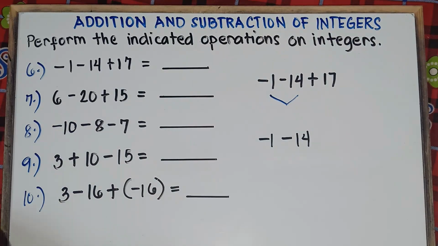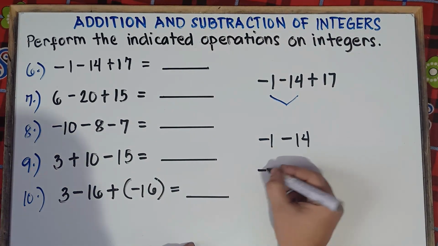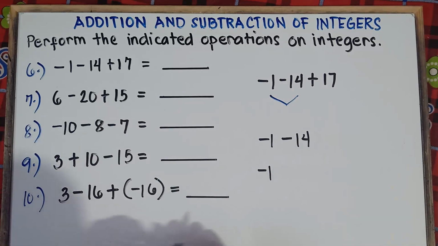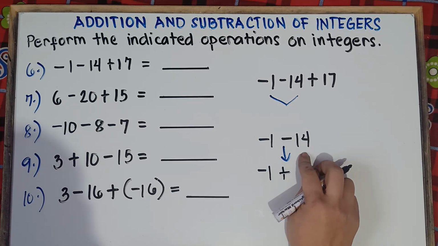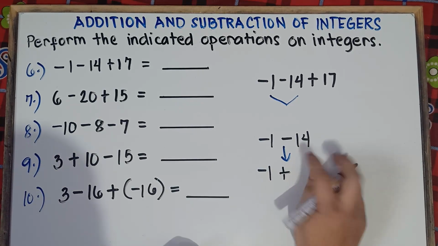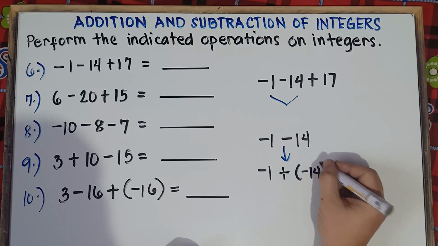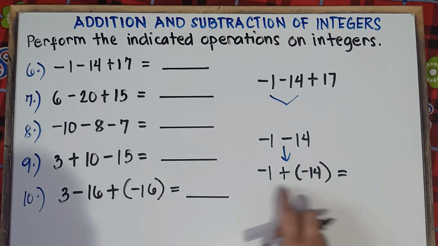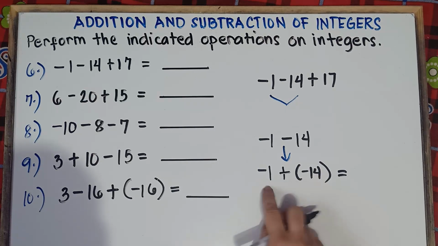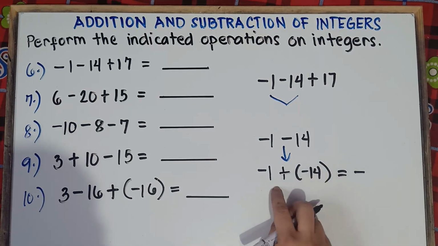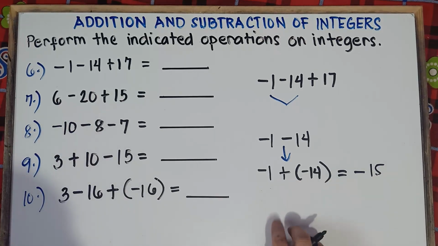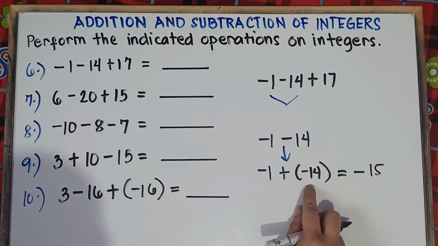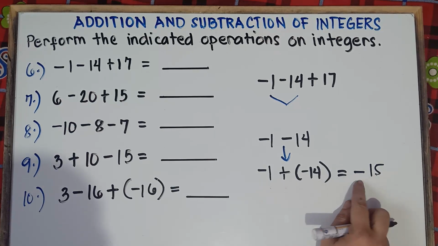Rules in subtraction. Copy first, negative 1. This minus sign becomes plus sign. This 14, you change the sign to its opposite. This is positive 14, it will be negative 14. So rules in addition, if they have the same sign, simply copy the sign and then add the numbers. So 1 plus 14, that would be 15. So therefore, negative 1 plus negative 14, the answer is negative 15.